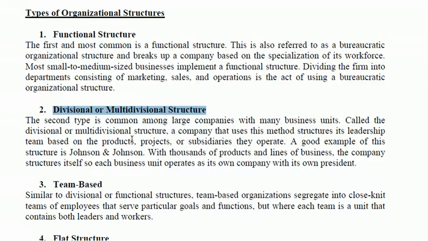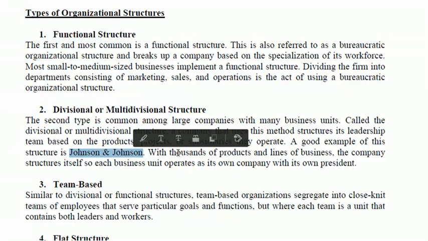Okay, a pretty good example of this structure is Johnson and Johnson. Johnson and Johnson produces thousands of products and lines of business. The company structure itself is such that each business unit operates on its own. Another example can be Tata or Reliance. Reliance Industries Limited has many products and different lines of businesses. They are into power, textiles, petroleum, jewelry, and telecom, so various kinds of business. Every division will have their own structure.